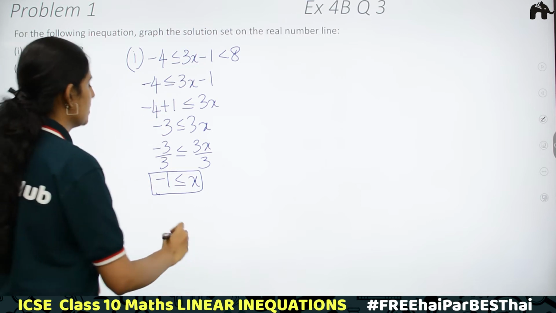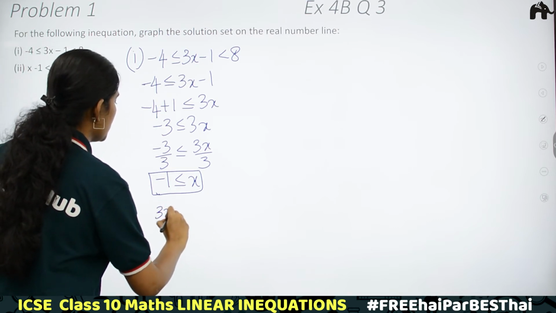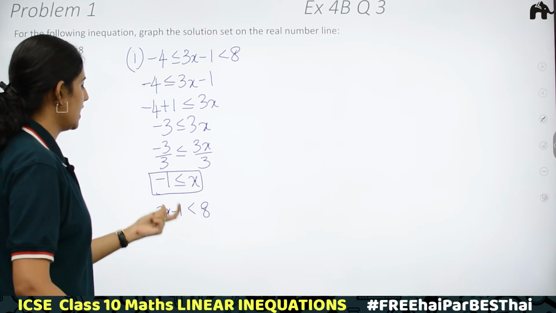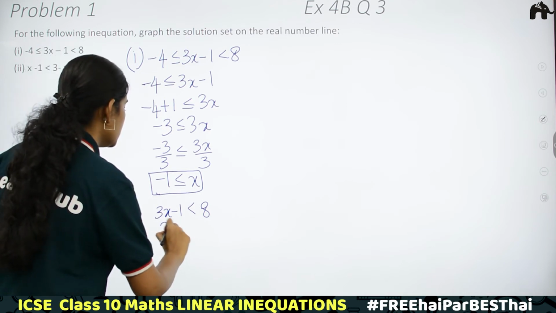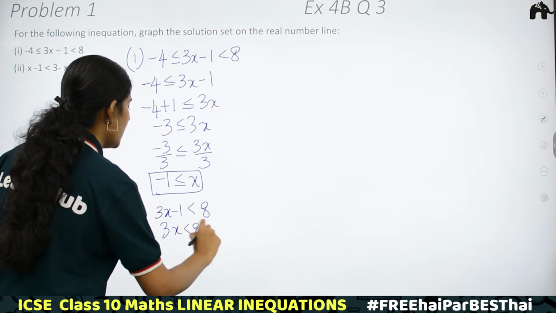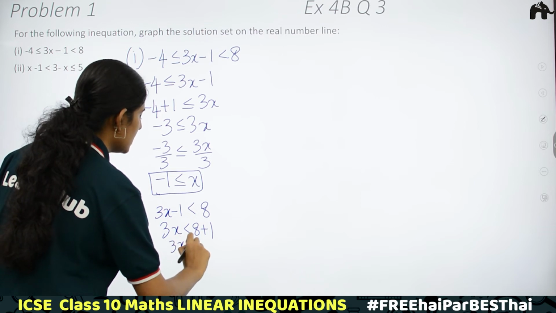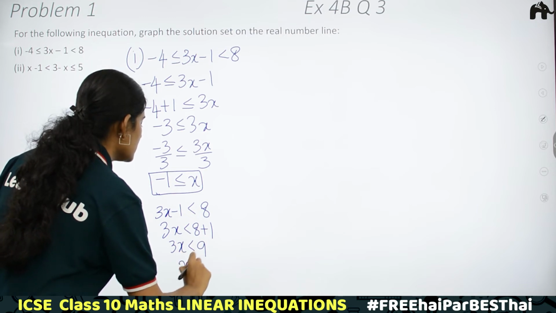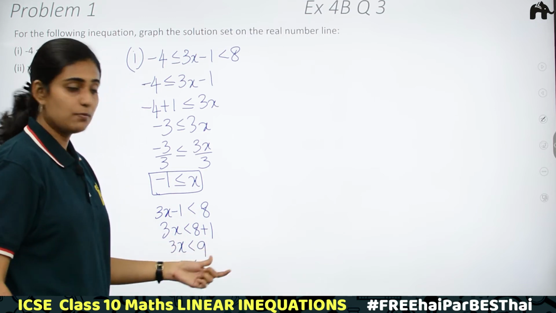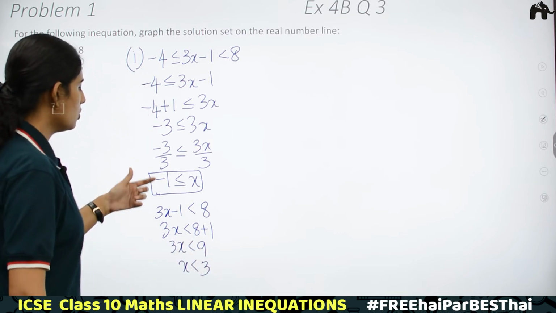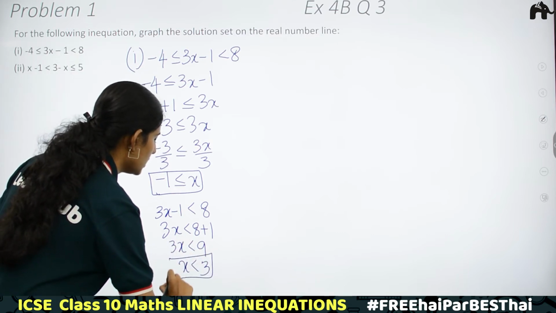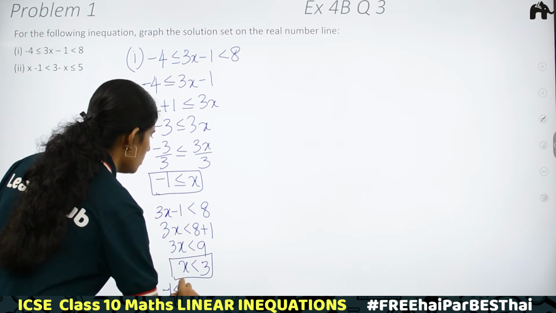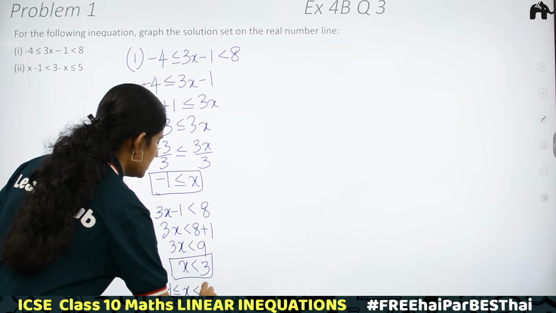Now the second part. 3x minus 1 less than 8. Taking minus 1 to the opposite side. 3x less than 8 plus 1. 3x less than. What is 8 plus 1? 9. Correct. Then x is less than 9 by 3. 9 by 3 will be getting 3. Now what is the inequation? We got the two conditions of inequality. We'll be having minus 1 less than or equal to x less than 3.